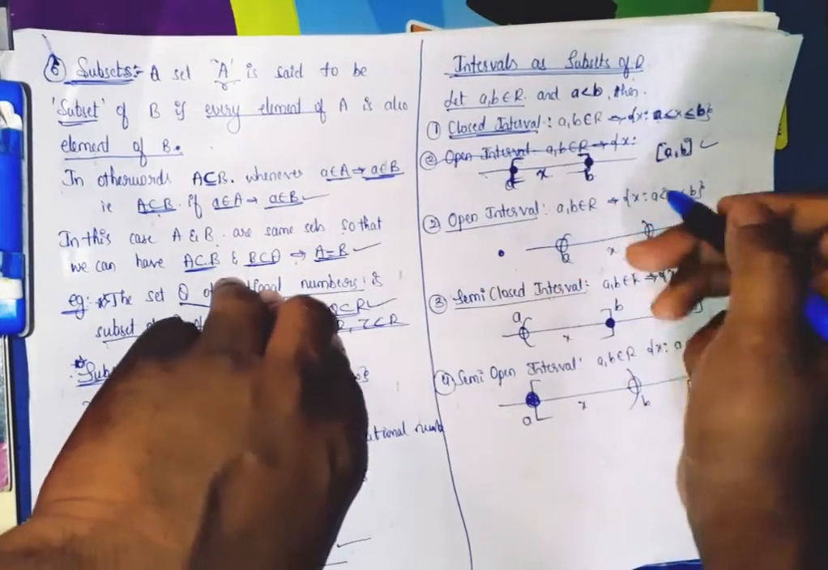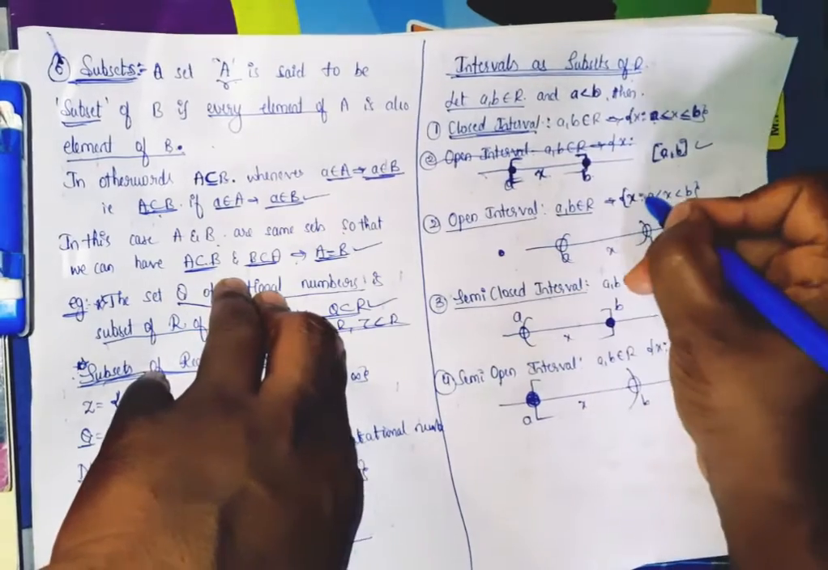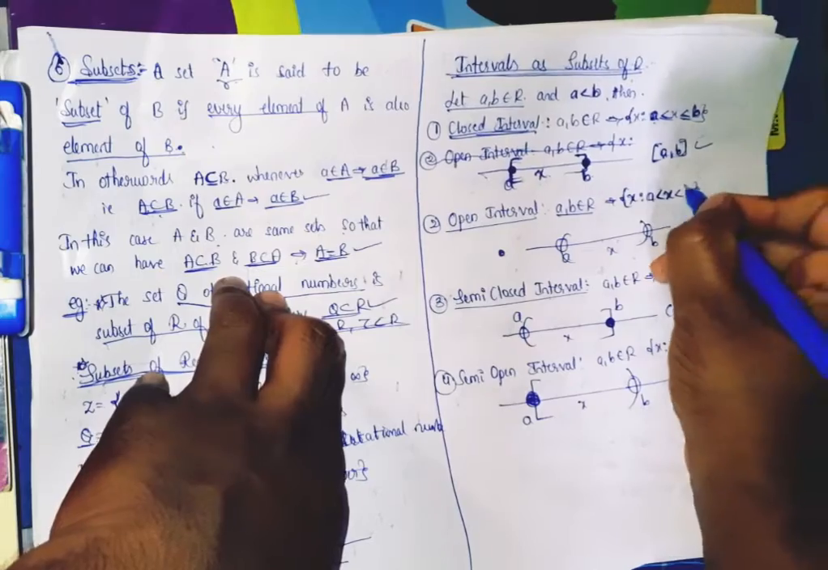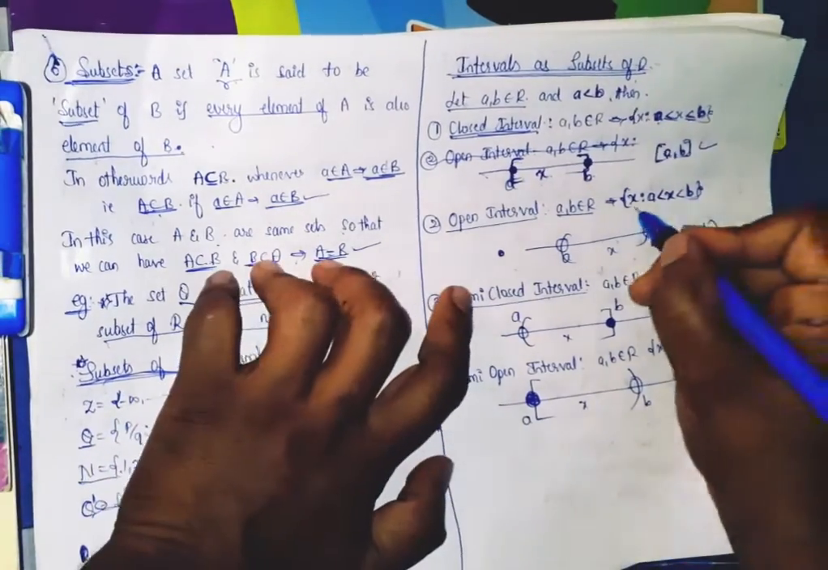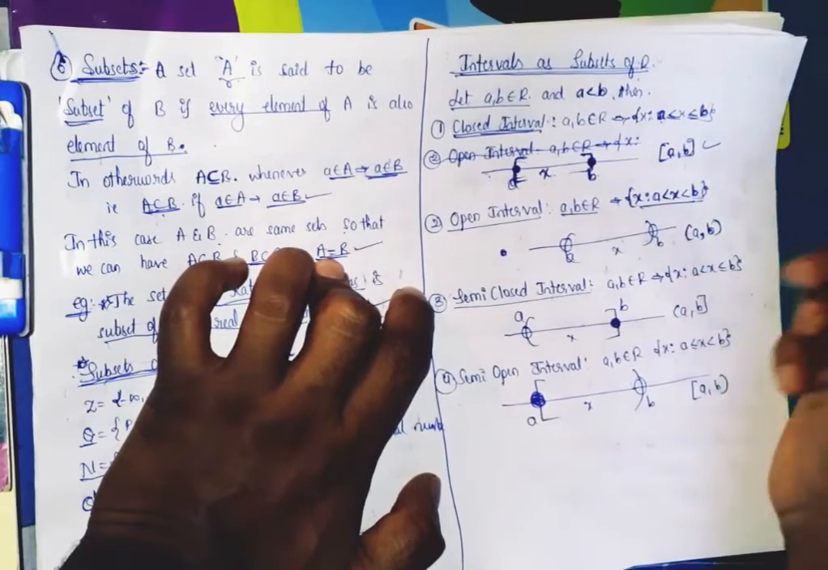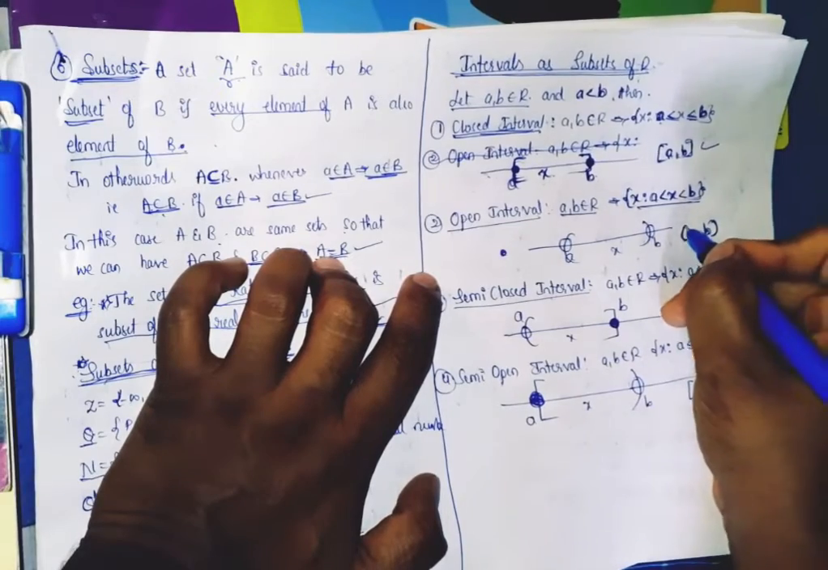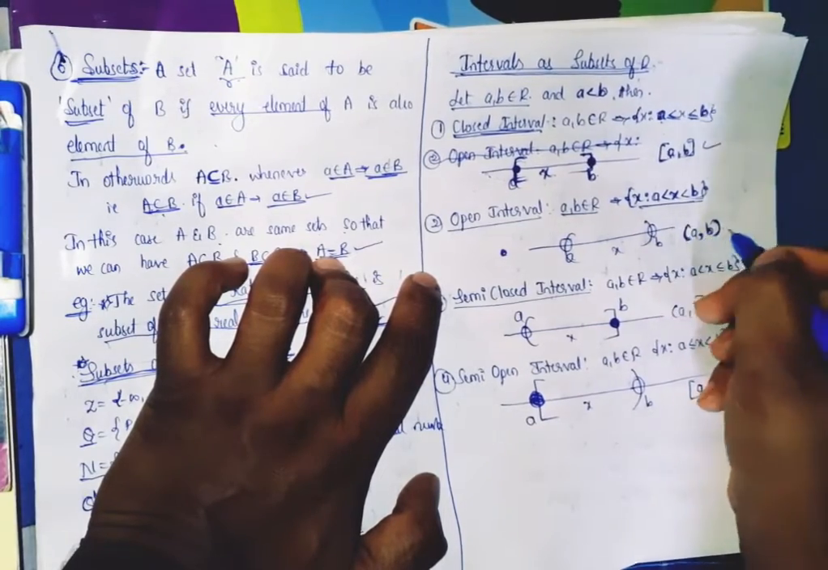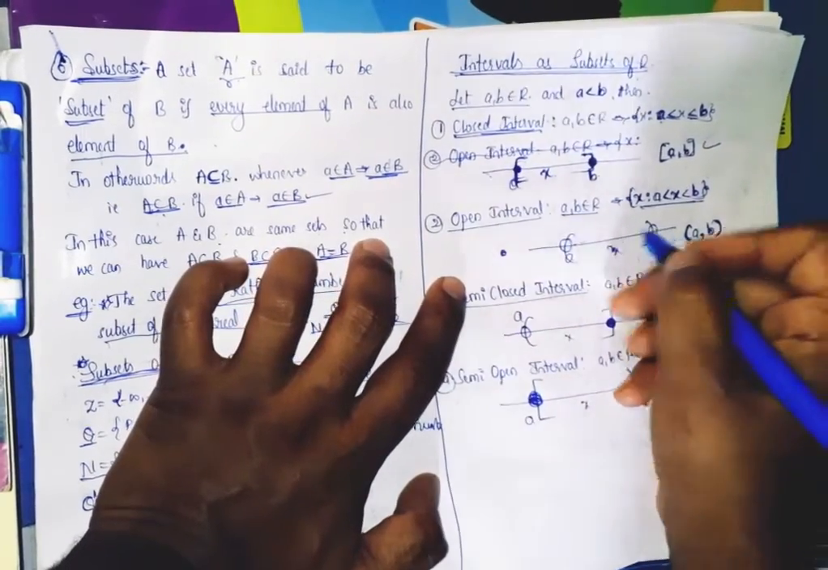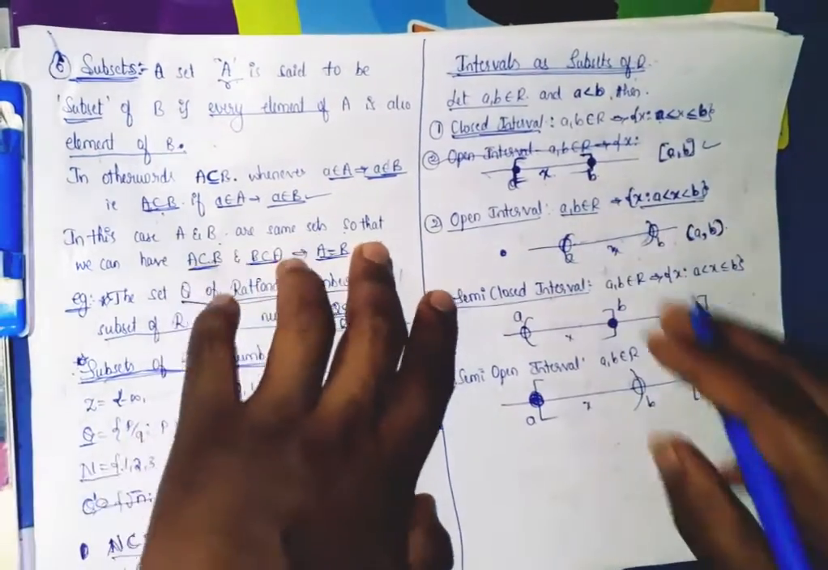Next, the open interval. So in the open interval, a, b belong to R, x such that a is less than x less than b. If it follows this condition, then it is called an open interval, and that means x must lie inside this interval, not on the boundary. So any x must lie in this interval, not on the boundary here. That is why I kept it as open. So this is an open interval.